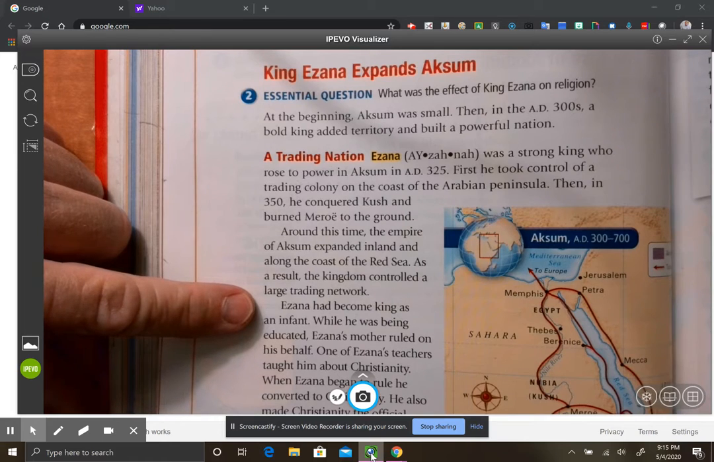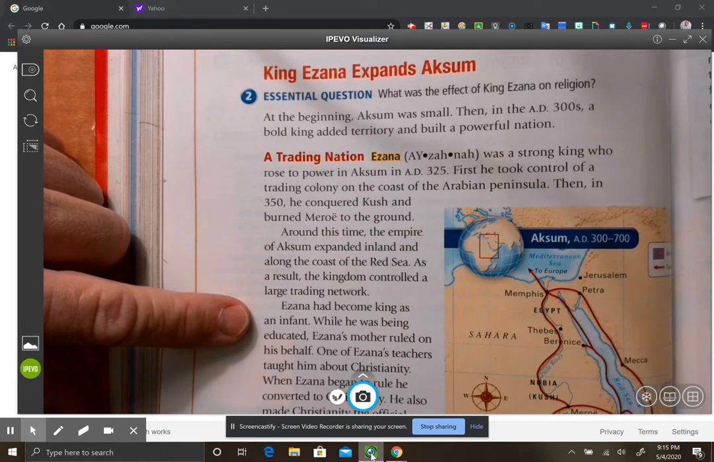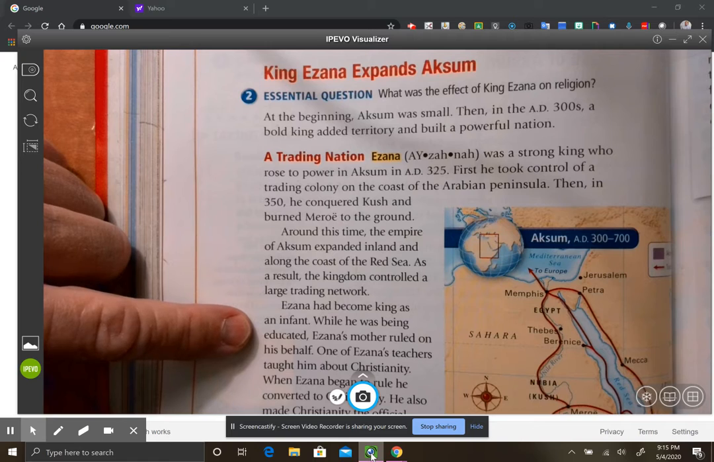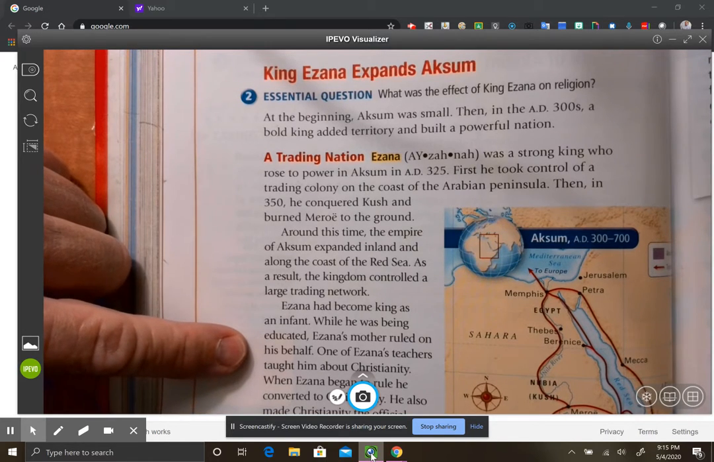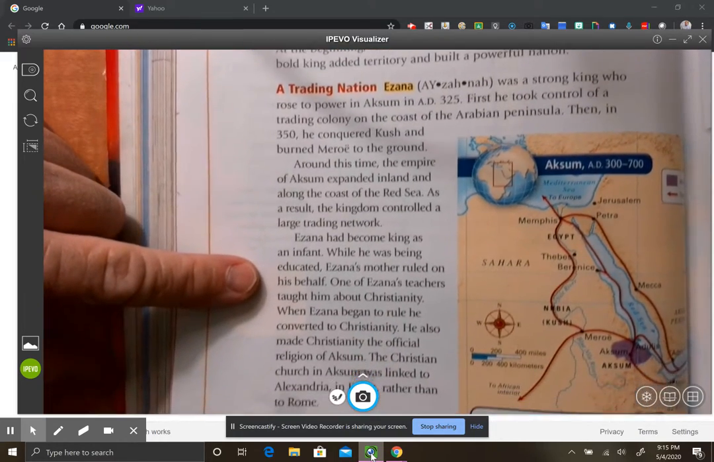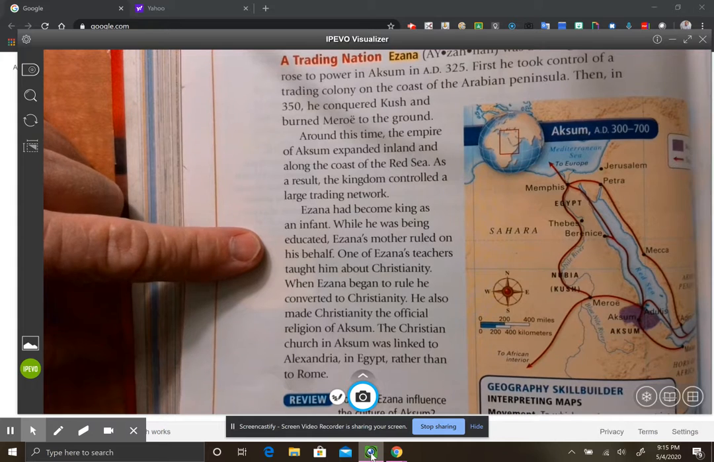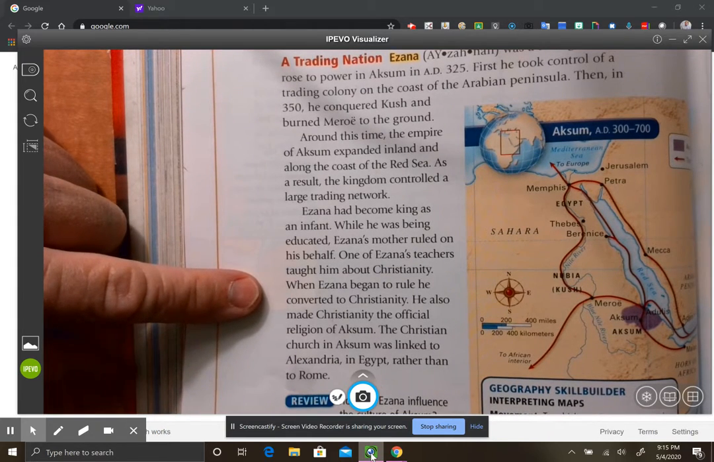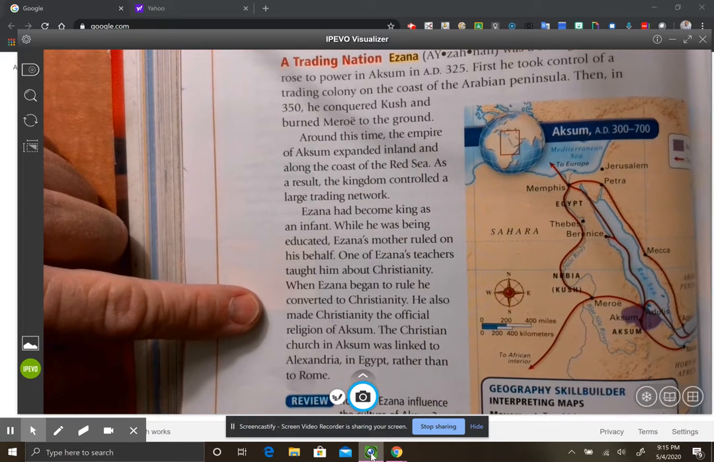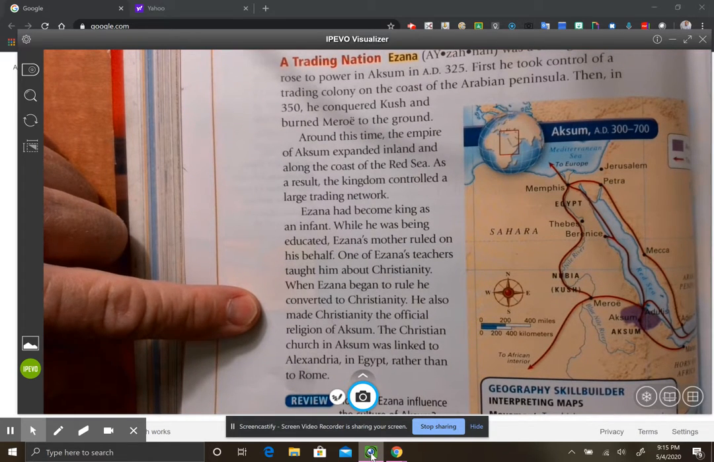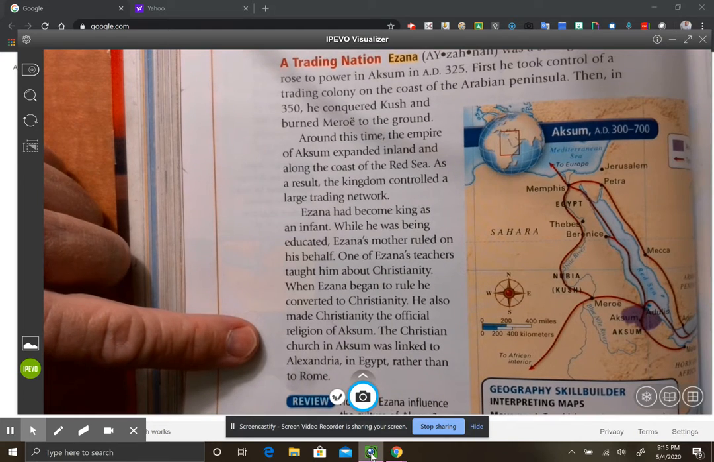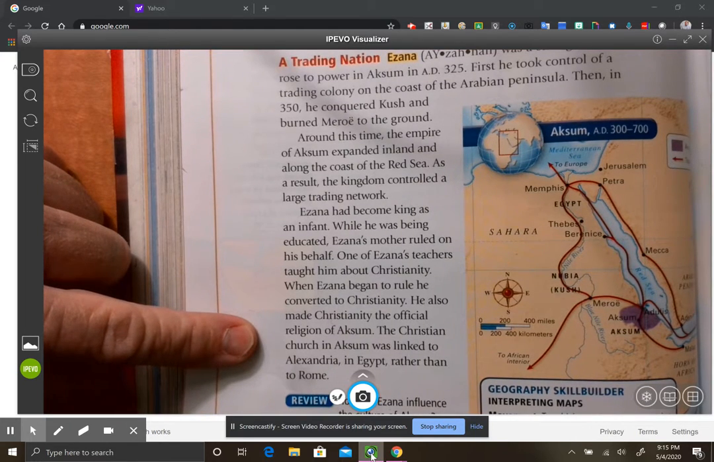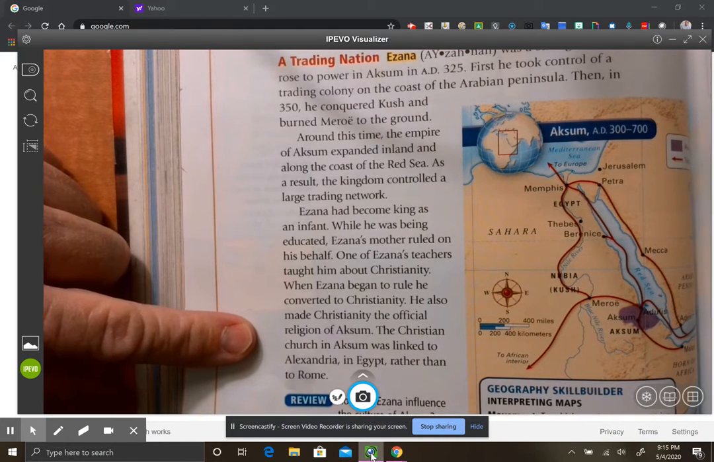Azana had become a king as an infant. While he was being educated, Azana's mother ruled on his behalf. One of Azana's teachers taught him about Christianity. When Azana began to rule, he converted to Christianity. He also made Christianity the official religion of Aksum. The Christian church in Aksum was linked to Alexandria in Egypt rather than Rome.